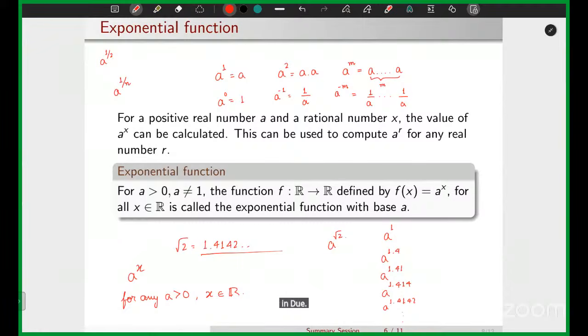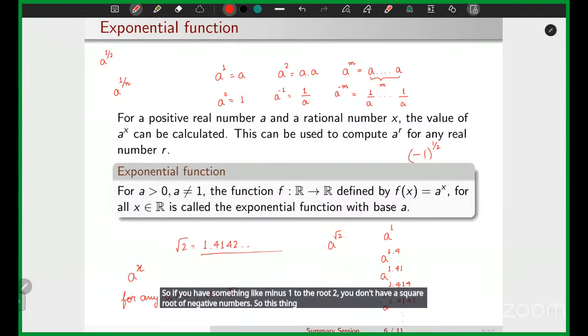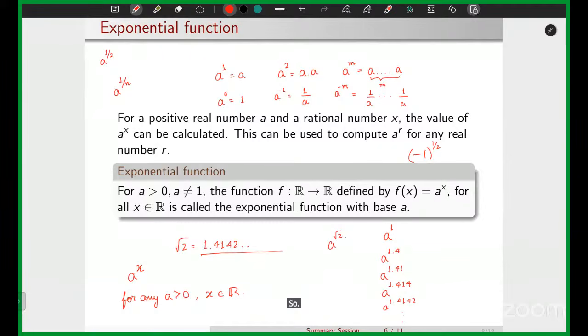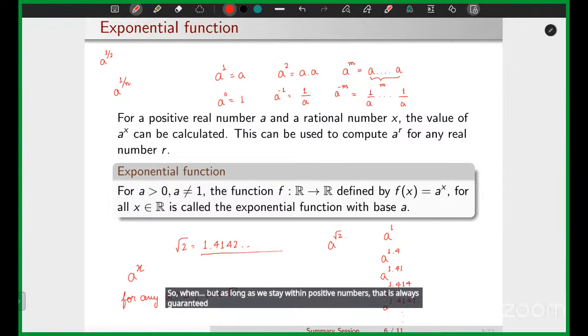Is this clear? Why the condition a is bigger than 0? If you have something like -1 to the root 2, you don't have a square root of negative numbers, so this thing is not guaranteed. We would go into complex numbers, and we are not doing that. The square root of a negative number does not exist. But as long as we stay within positive numbers, that is always guaranteed. You will always have nth roots of any positive number.